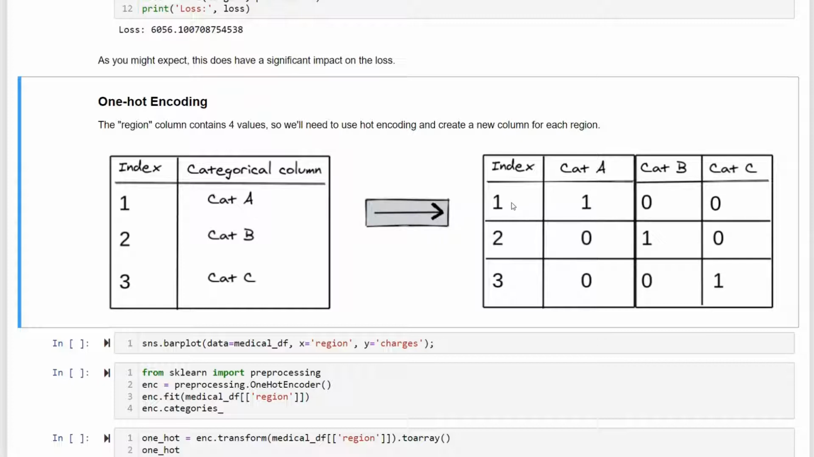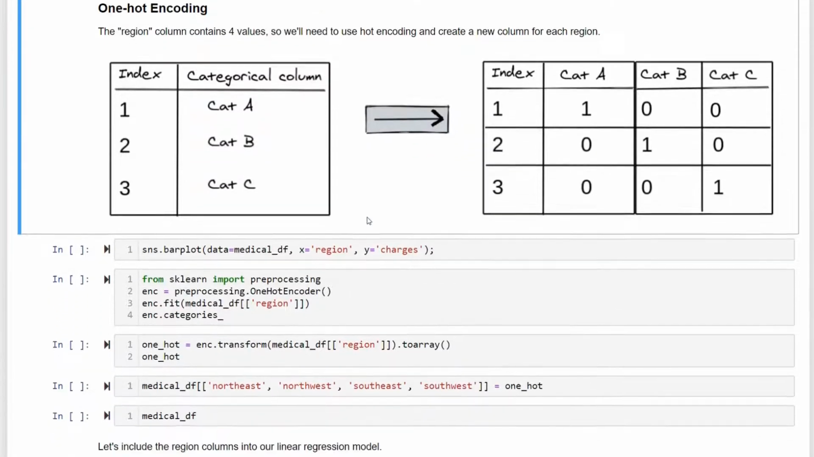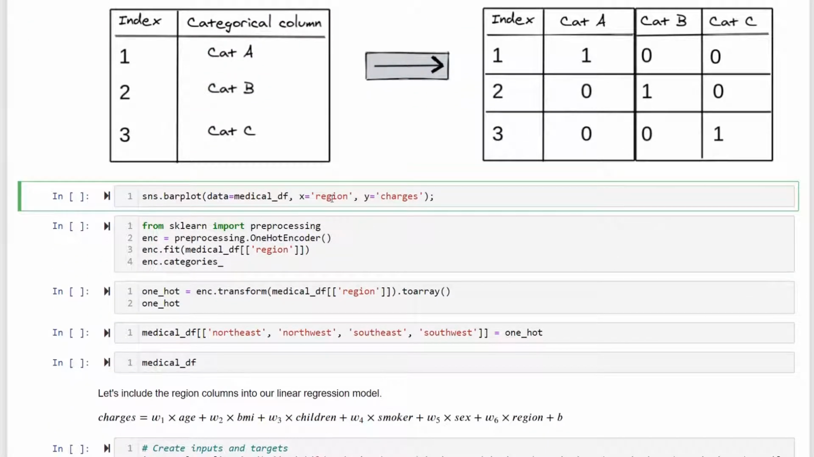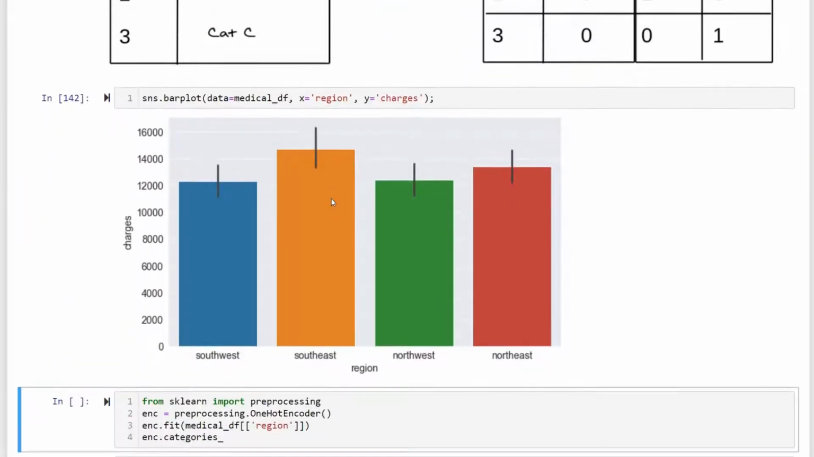Whenever the index encounters the cat A value, it encodes it with a 1 and the remaining columns as 0. Whenever index 2 encounters the cat B value in the column, it encodes with a 1 and the remaining columns as 0. In this way we can create one-hot encoding using the values in the form of binary bits. Okay, let us try to do this with the regions.